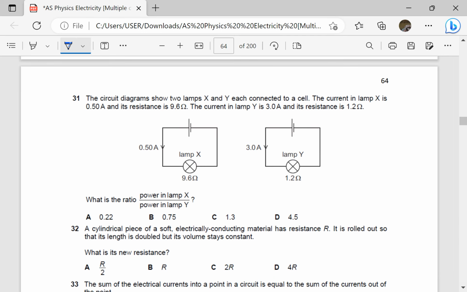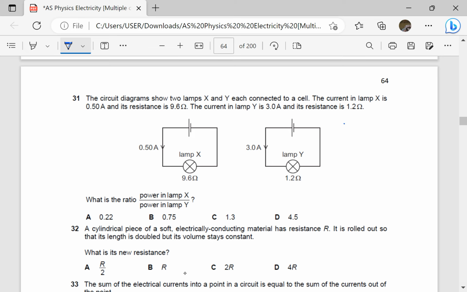The circuit diagrams show two lamps X and Y, each connected to a cell. The current in lamp X is 0.5 and its resistance is 9.6. The current in lamp Y is 3.0 and its resistance is 1.2. What is the ratio of power in X over power in Y?